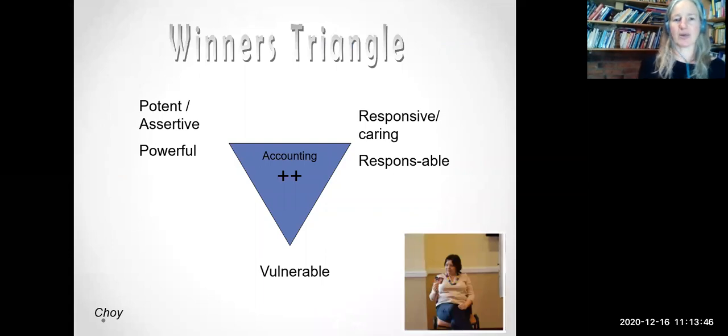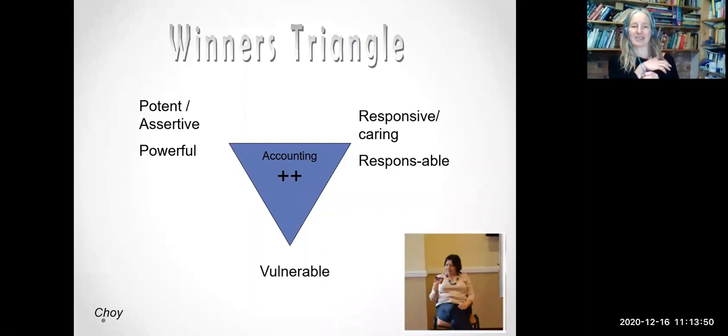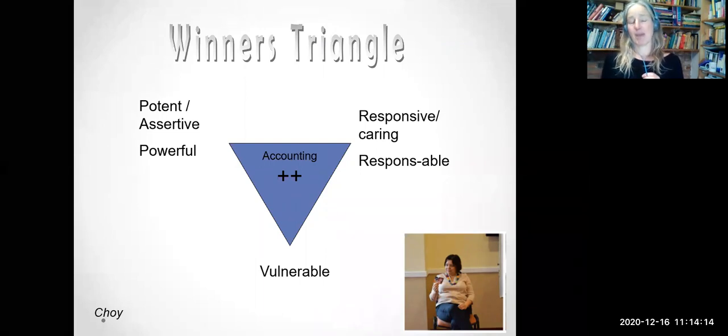Whereas the winner's triangle has the word accounting, which means I'm going to take all things into account and make reasonable and rational decisions. Okay, so if we look at these, instead of being the persecutor, we're going to be potent or assertive. So this is where we're going to be able to state what I want. Powerful. This is not power over or control. This is feeling empowered to. So, you might feel empowered.